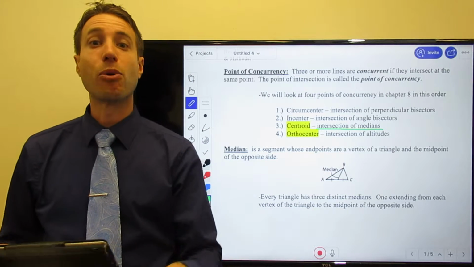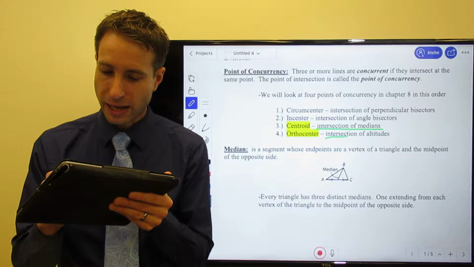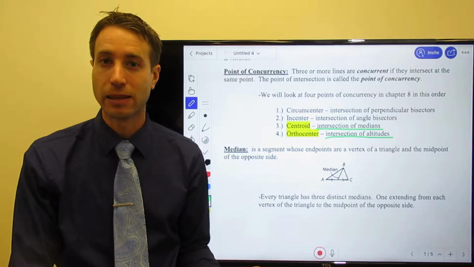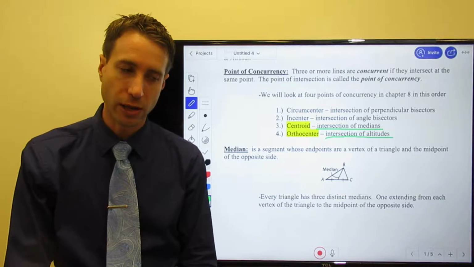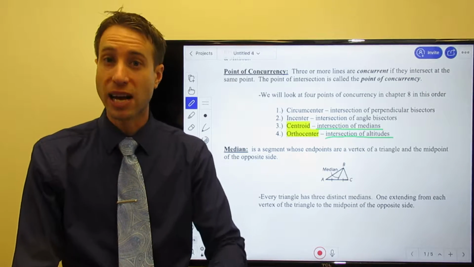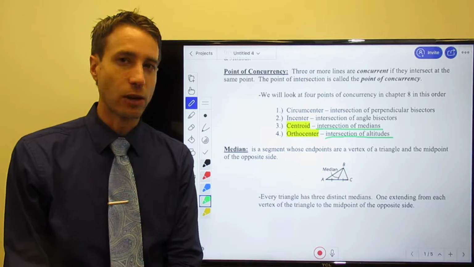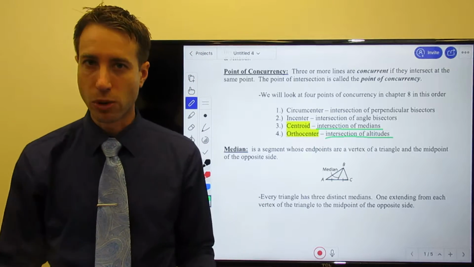After we talk about the centroid, the point of intersection of medians, we'll talk about the orthocenter, which is going to be the point of intersection of the altitudes of a triangle. Another way of saying the altitude of a triangle is simply finding the height. What is the height of the triangle? There are three ways to measure the height of a triangle, and where those heights or altitudes intersect is going to be the orthocenter.